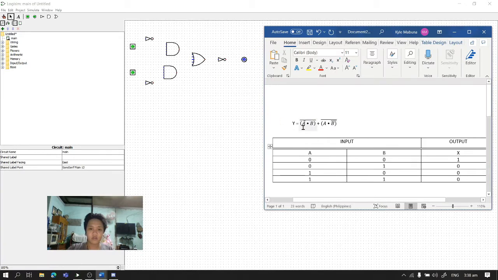For the next one, Y is equal to quantity A not, A or B, plus quantity A, B not. So we're going to simulate the circuit. We should connect the circuit first. I already put some components in here, so we are less time consuming.